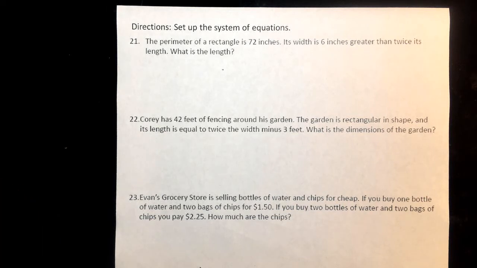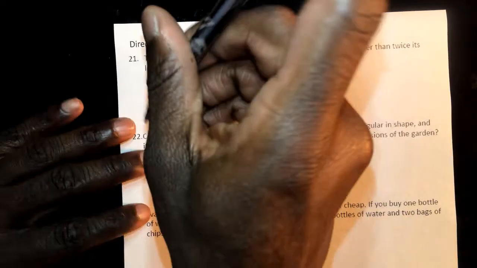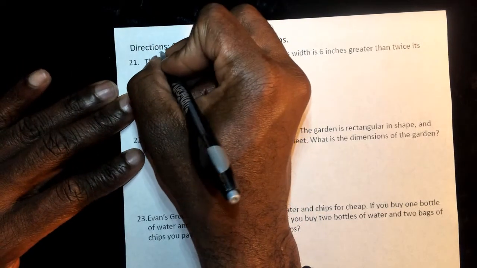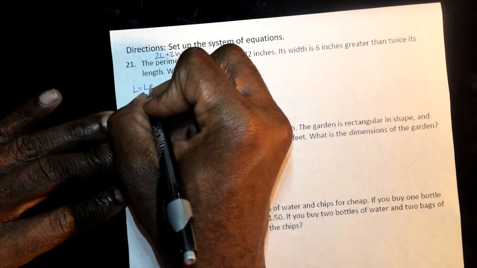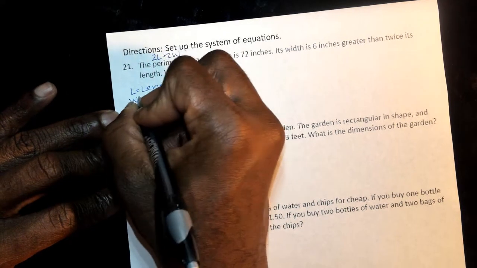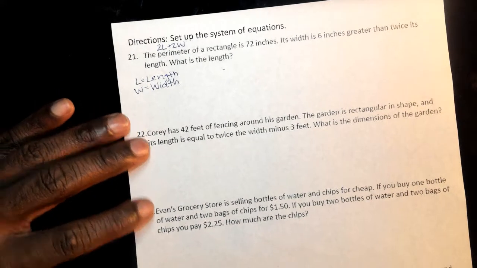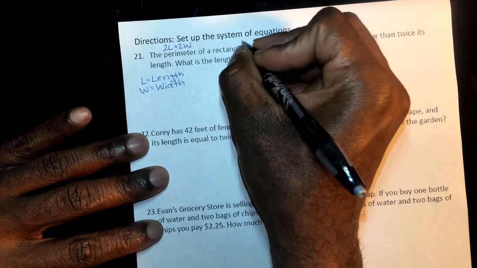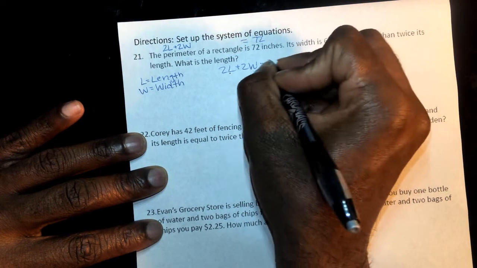But the perimeter of a rectangle is 72 inches. Its width is 6 inches greater than twice its length. What is the length? So perimeter of a rectangle. Remember, perimeter is 2L plus 2W, if you use L for length, W for width. Say you use X and Y, then it would have been 2X plus 2Y equals 72. So 2L plus 2W equals 72.